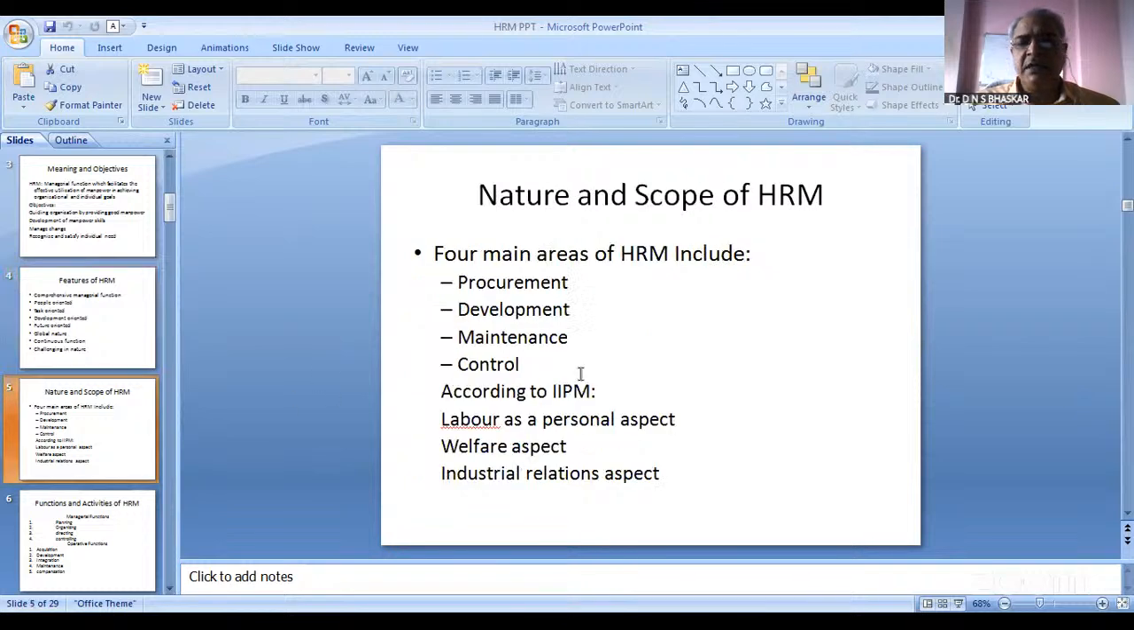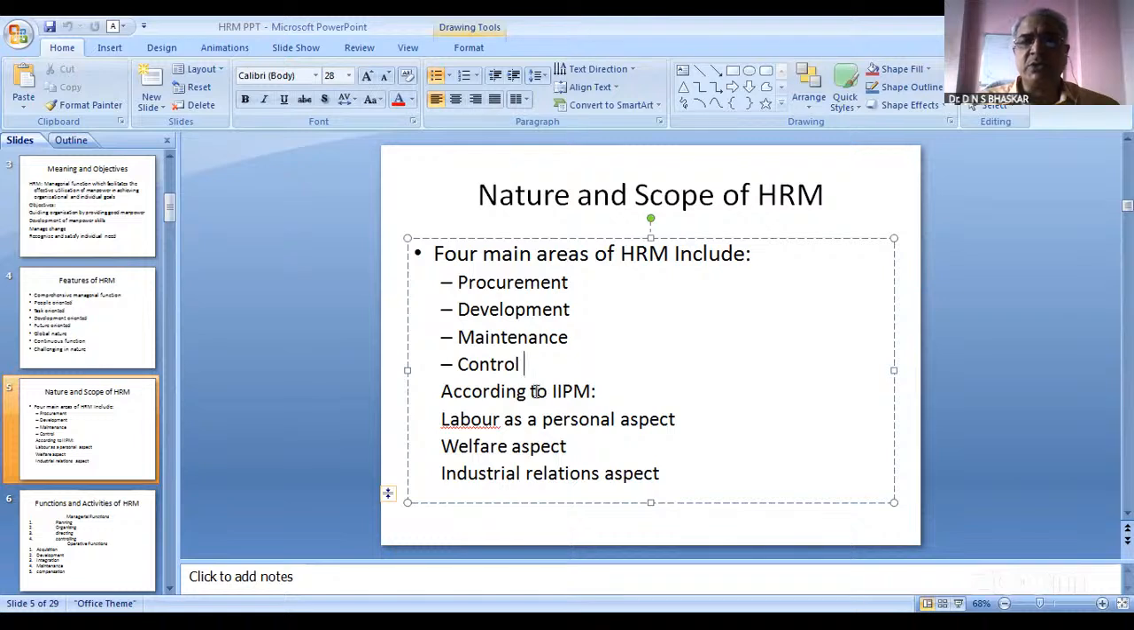Next, coming to the other slide, that is the nature and scope of human resources management. The four main areas of human resources management are procurement, development, maintenance, and control. Procurement is basically recruiting the people. Development is developing the individual employees in the organization. Maintenance is how better you can manage the people. And control is not only giving punishments, but also coordinating the people in what they are performing. Is it connected to the organizational goals? Is it directly linked up with organizational goals, and so on?